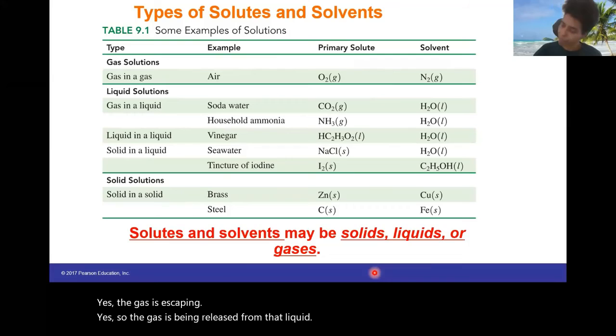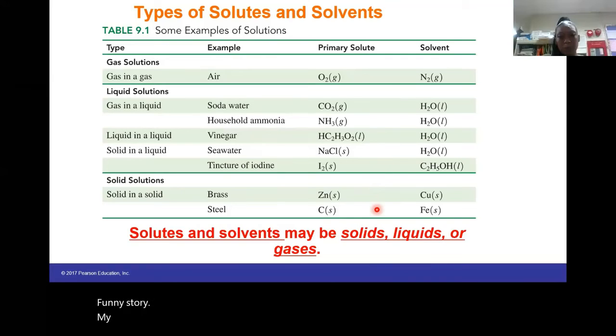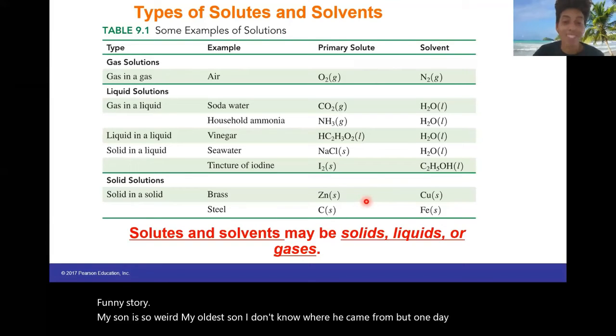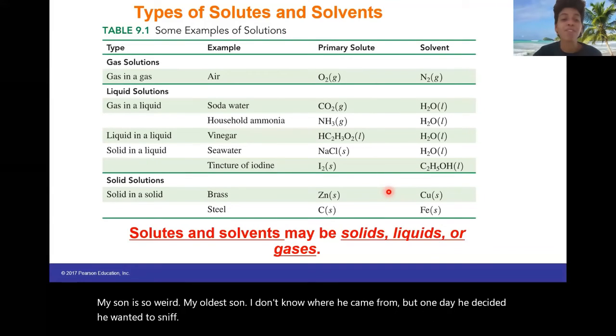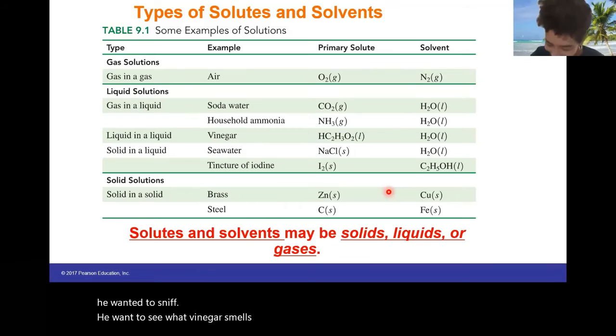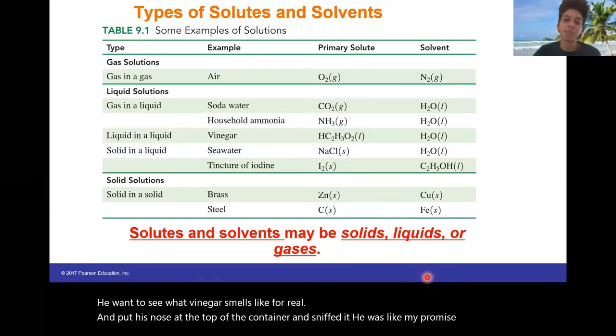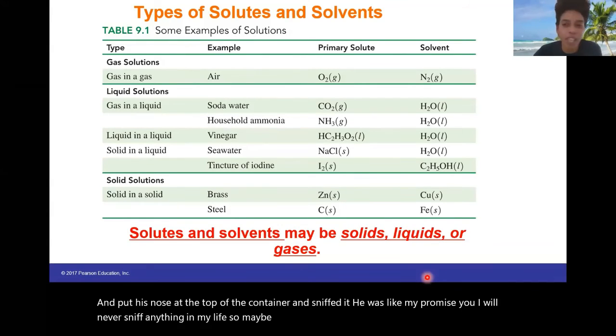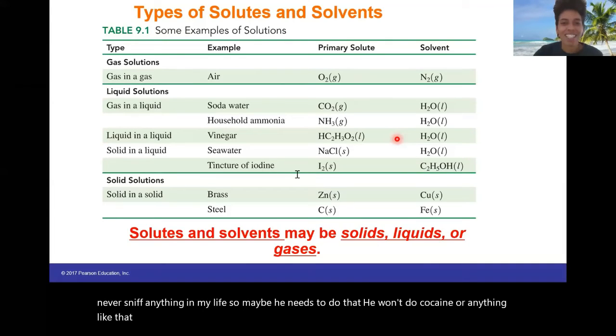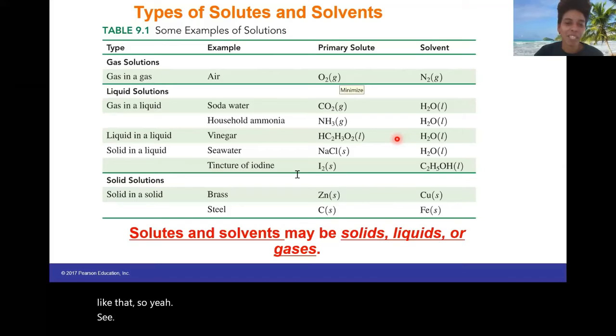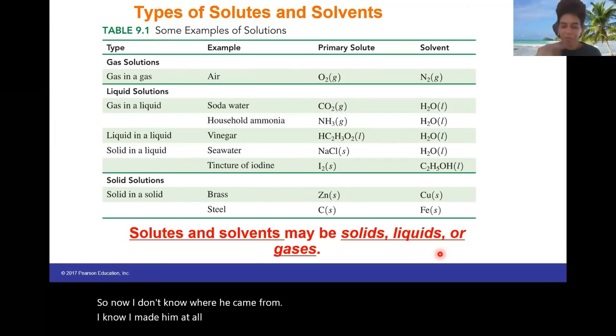Funny story. My son is so weird. My oldest son, I don't know where he came from, but one day he decided he wanted to sniff. He wanted to see what vinegar smells like for real, and put his nose at the top of the container and sniffed it. He was like, "Mom, I promise you, I will never sniff anything in my life." So maybe he needs to do that. He won't do cocaine or anything like that. So yeah, I don't know where he came from. I know I made him and all, but I don't know where he came from.